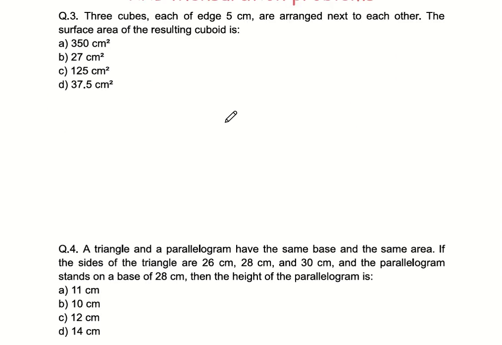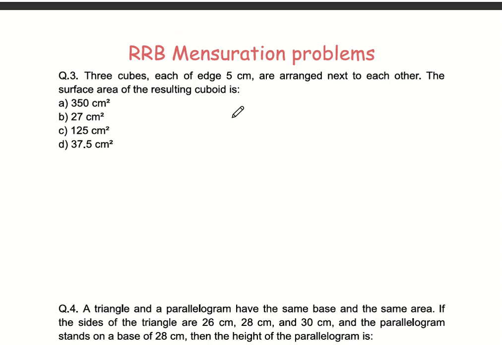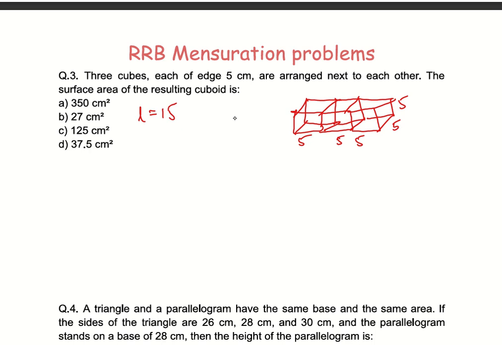Three cubes, each of edge 5 centimeters, are arranged next to each other. So here the cubes can be arranged, so 5 plus 5 plus 5 is 15, then 5, then 5. So here length is 15, breadth is 5, height is 5.